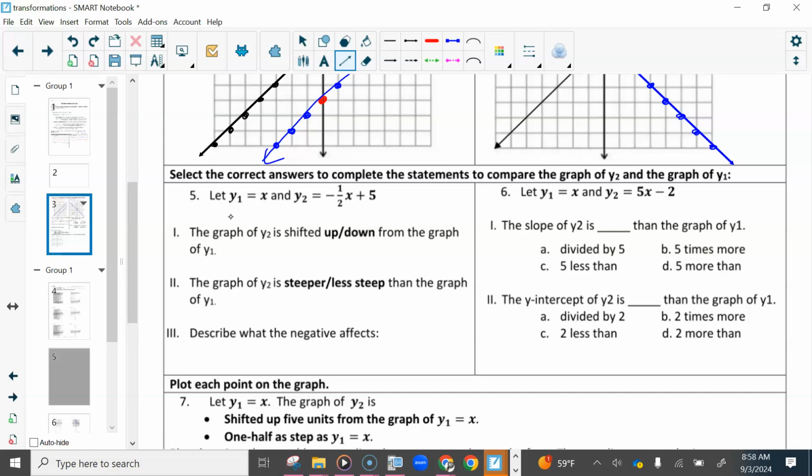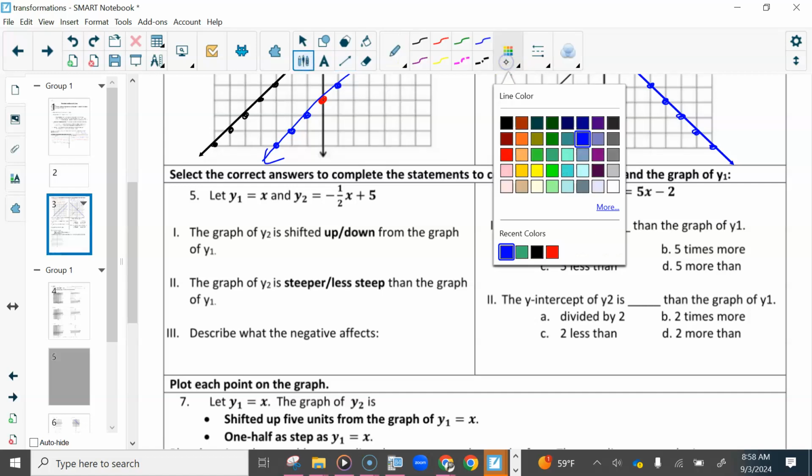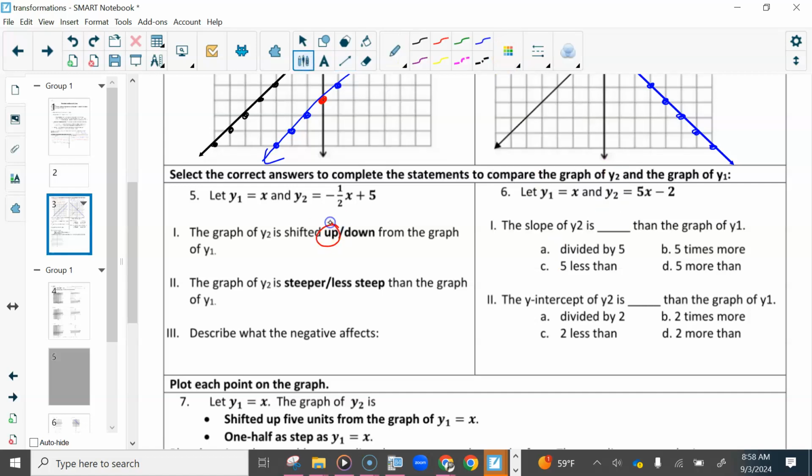The y-intercept? So it would be up. So this one would be up because the y-intercept was 0, it's now 5.